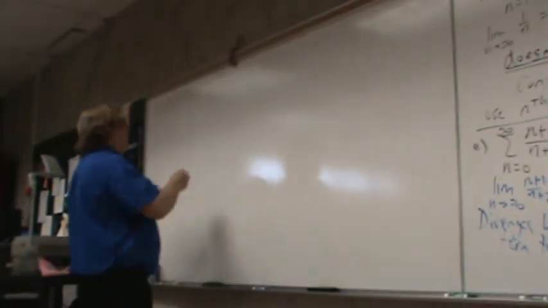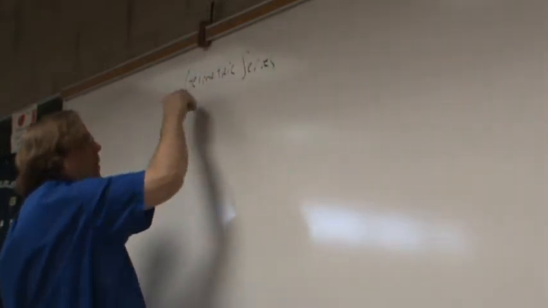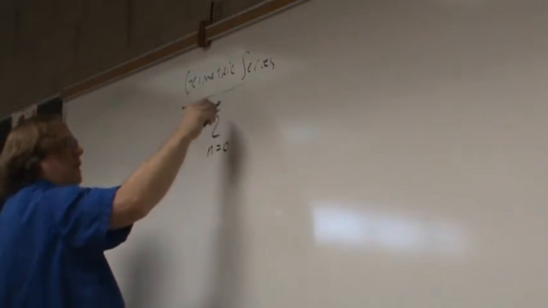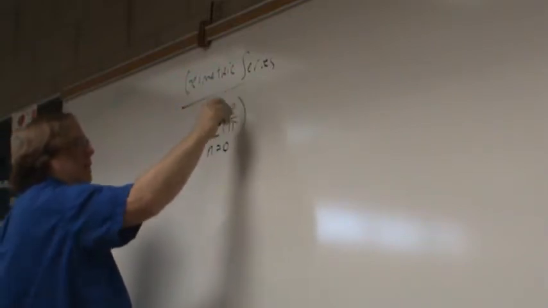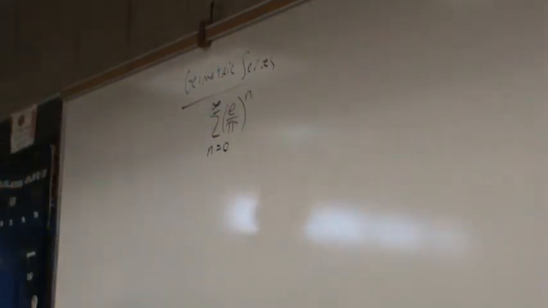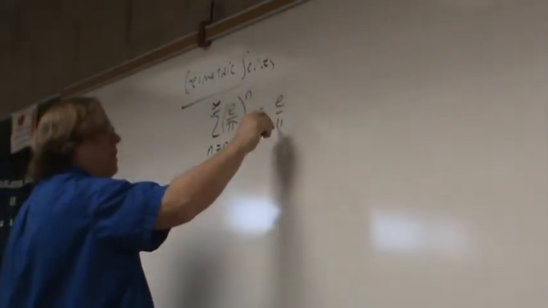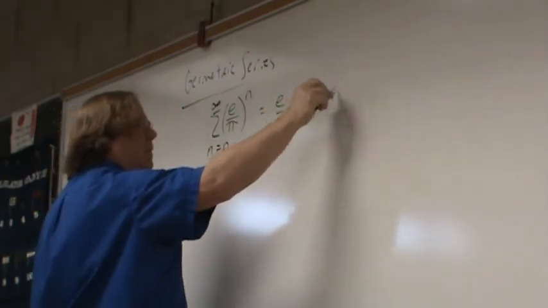Here, geometric series. The sum as n goes from 0 to infinity of e over pi to the n power. Tell me, does this converge or diverge? It's a geometric series because each successive term is being multiplied by e over pi.